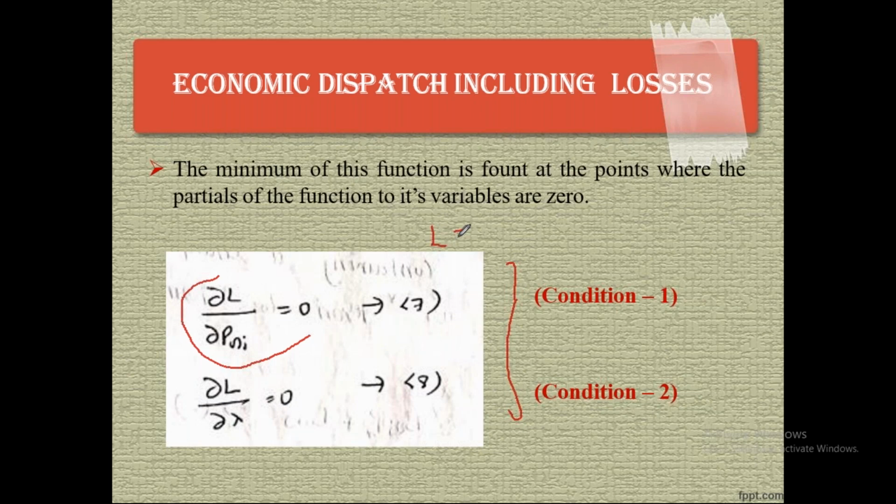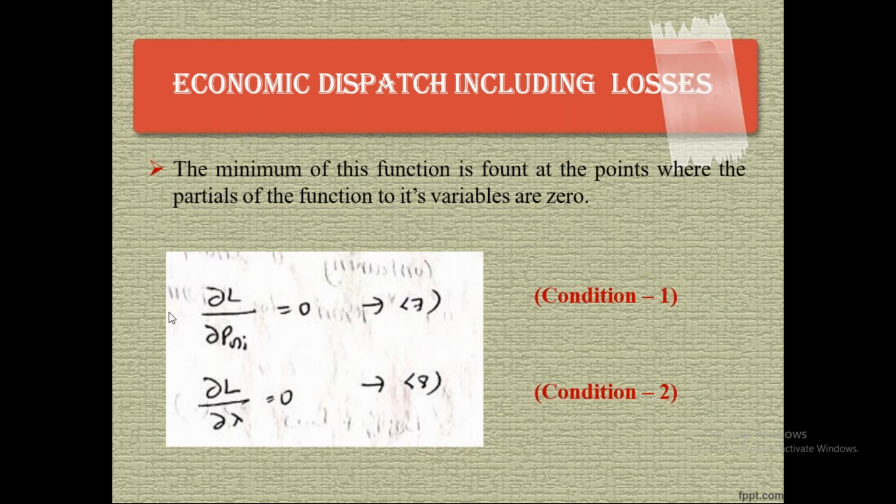So already we have the Lagrange equation, right? CT plus lambda into PD plus PL minus summation of PI. This is the Lagrange equation. Now for this equation, we have to solve in these 2 conditions. One is when this equation is differentiated with respect to PGi and is equal to 0. And the second condition is when this equation is differentiated with respect to lambda and is equal to 0. This is called partial differentiation with respect to the different variables included in this equation. Now we'll go for condition 1, condition 2. Let me see what will happen here.